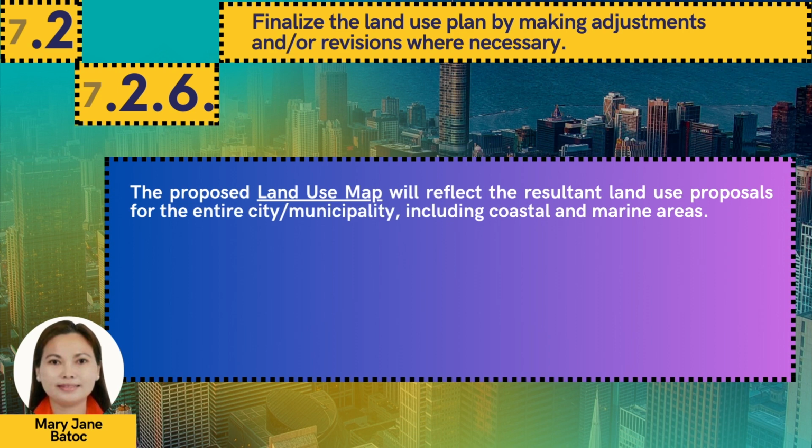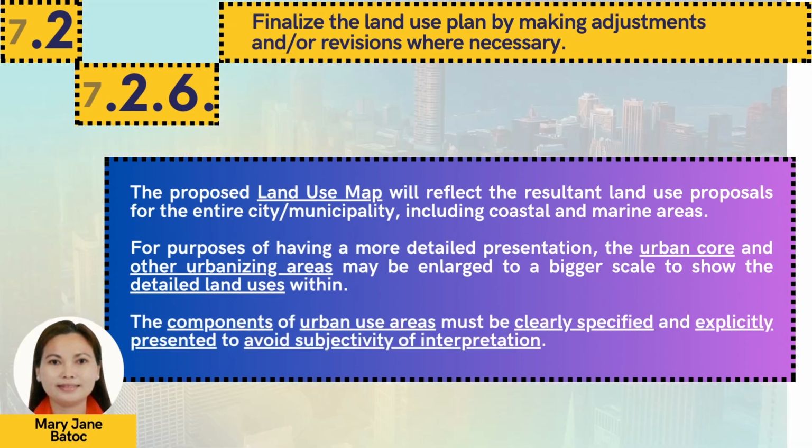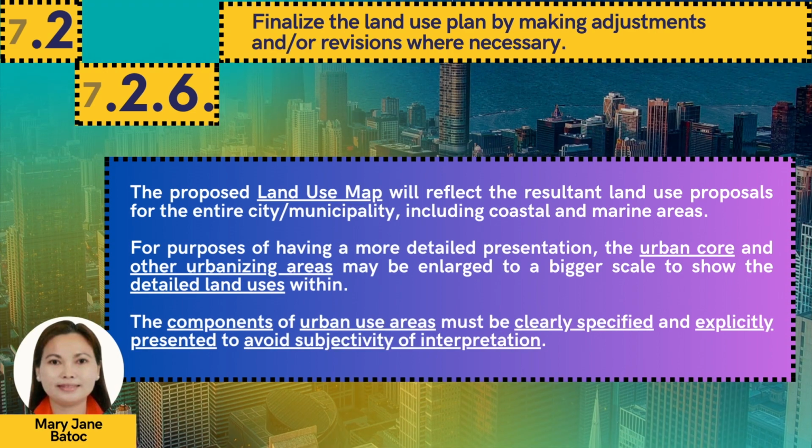The proposed land use map will reflect the resultant land use proposal for the entire city or municipality, including coastal and marine areas. For purposes of having a more detailed presentation, the urban core and other urbanizing areas may be enlarged to a bigger scale to show the detailed land uses within. The components of urban areas must be clearly specified and explicitly presented to avoid subjectivity of interpretation.